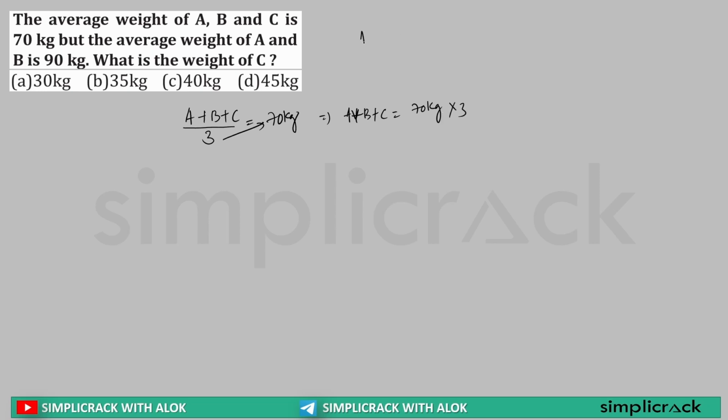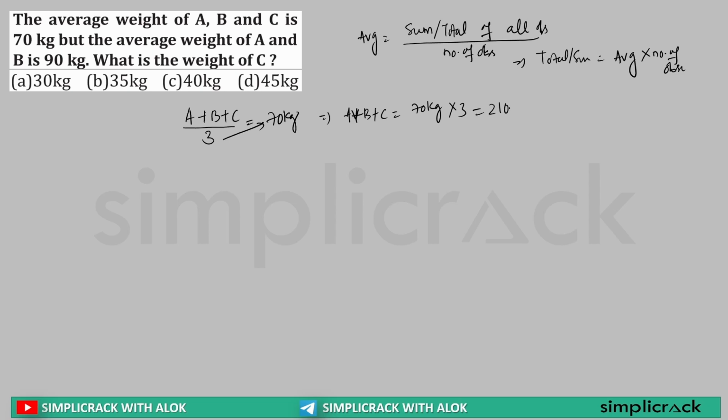I hope you understand. Average is equal to sum, the total of all observations, divided by the number of observations. Yes or no? Now if I have to find out the total or sum of all observations, what will I do? Average multiplied by the number of observations. Observations means the number of things that have been given. Clear? Okay. Now, so what? A plus B plus C, the total weight is 70 kg into 3, that is 210 kg.